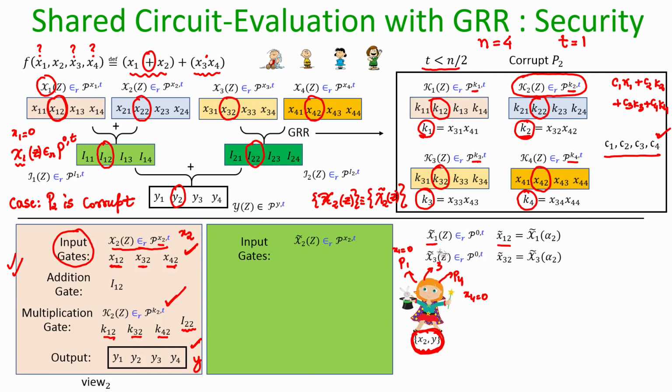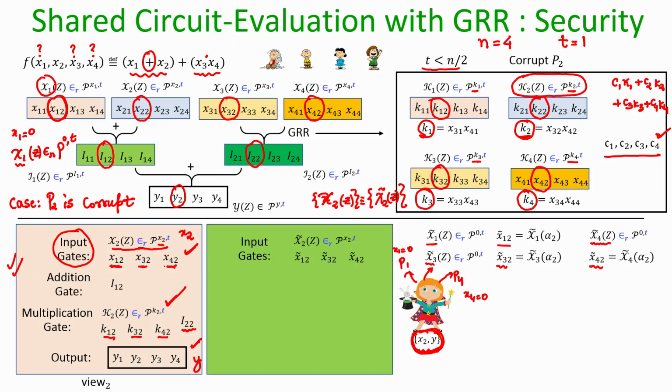Similarly, if P3 had wanted to secret share the input 0, then it would have picked a random t degree polynomial whose constant term will be 0, and P2 would have received this share. And similarly, if P4 wanted to secret share the value 0 as its input, it would have picked a random t degree polynomial like this, and P2 would have obtained this share. And these are precisely the shares which the simulator is now recreating as part of x12, x32, x42.